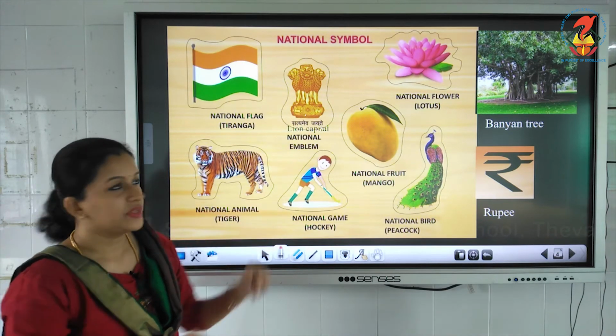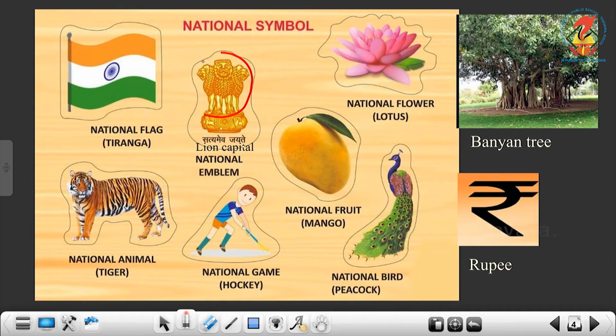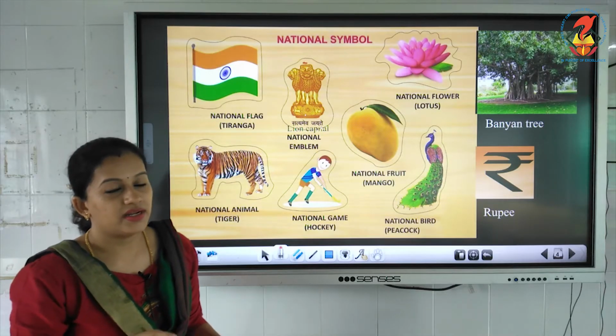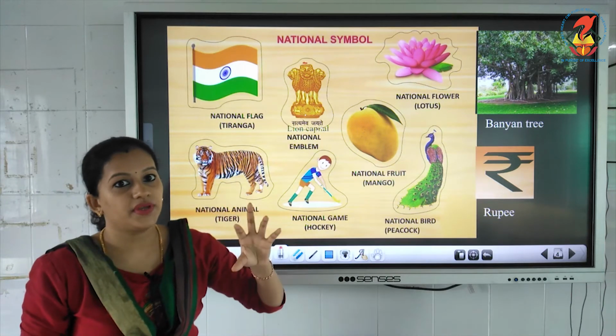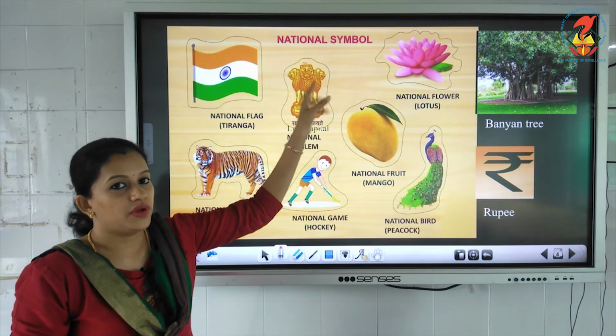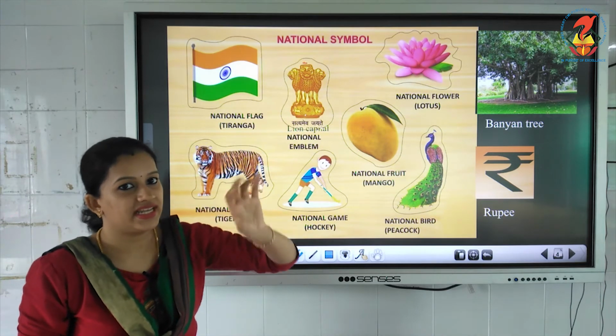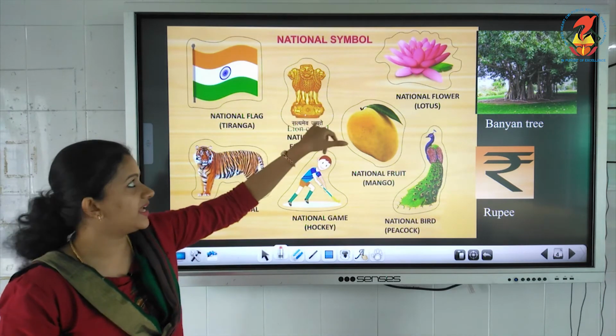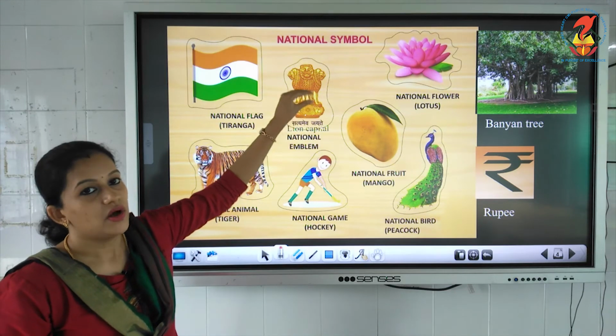You could see 4 lions. Here you can see 4 Asiatic lions that are mounted on an abacus. Okay, and I told you there are 4 lions because one is at the back. When you look at that picture, one lion is at the back. So in this picture you could only see 3 lions. So there are 4 lions that are mounted on an abacus.